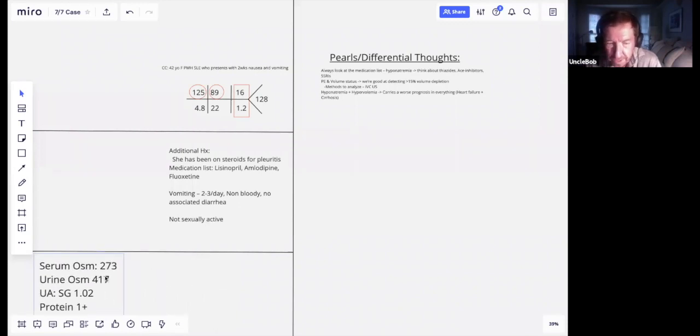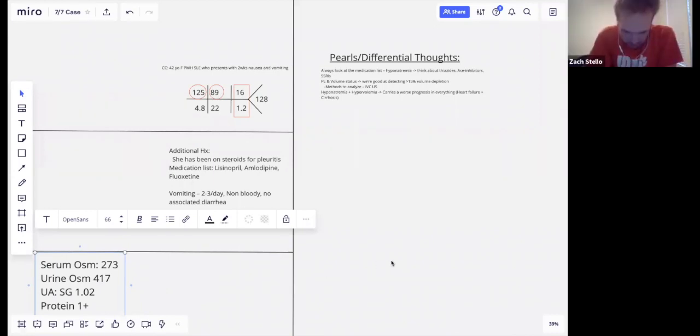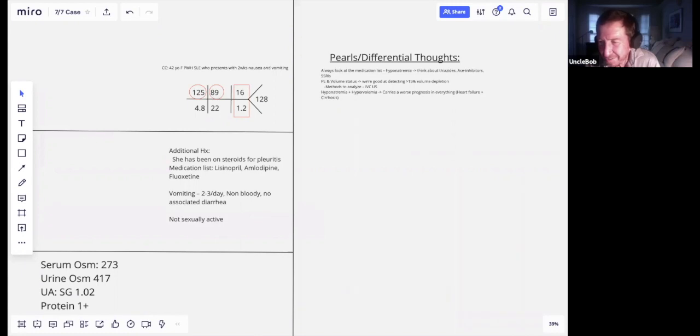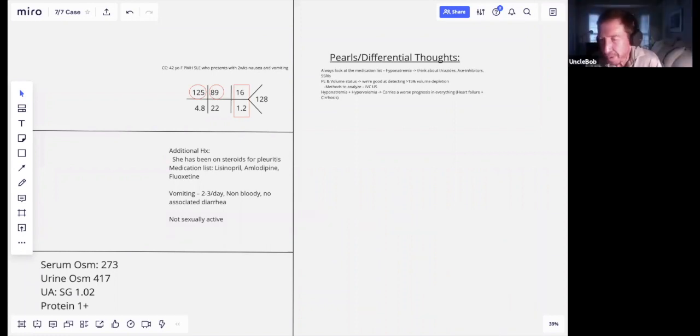Do you know what the cutoff is between dilute and concentrated? You're about to learn. Glenn, do you know? 1010. 1010, exactly. So somewhere between 1.008 and 1.010, that's what we call isosthenuric. And so 1.020 is clearly concentrated urine.